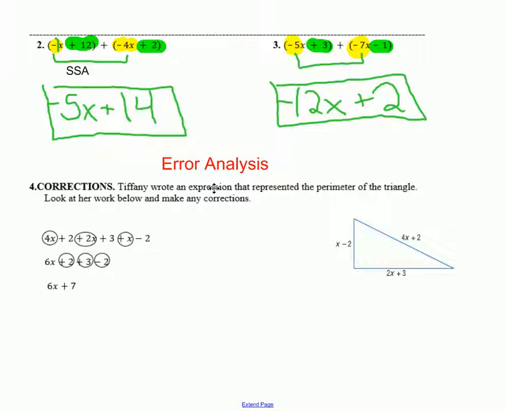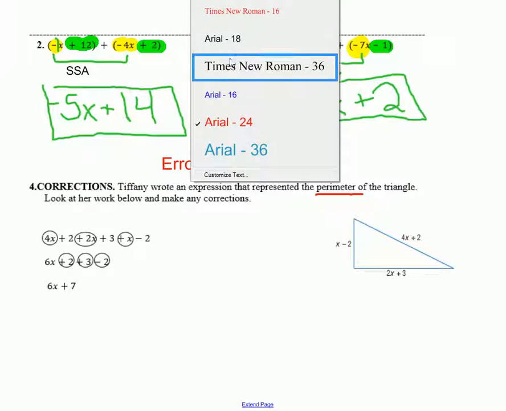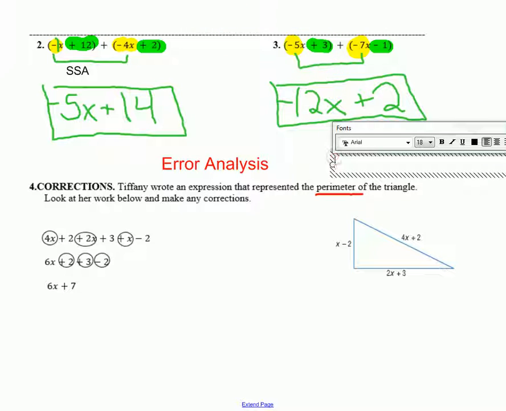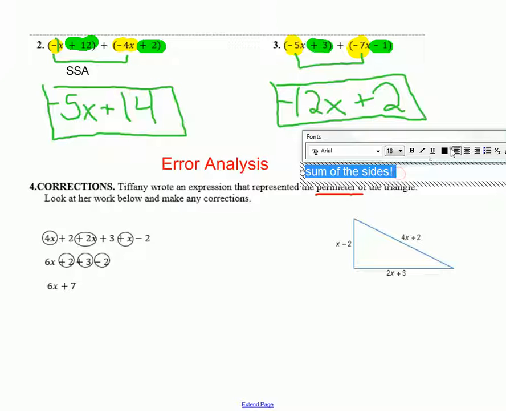So it says Tiffany wrote an expression that represented the perimeter of the triangle. Look at her work below and make any corrections. So before we start, we obviously need to look at this problem and really understand what she should have done. Perimeter is a nice clue word. That really means to add up all the sides of a shape. So I like to say the sum of the sides.